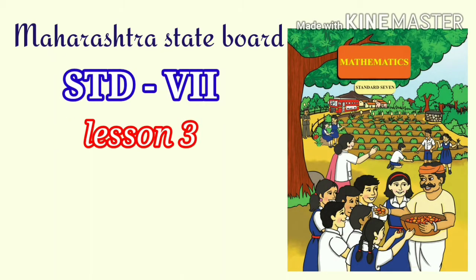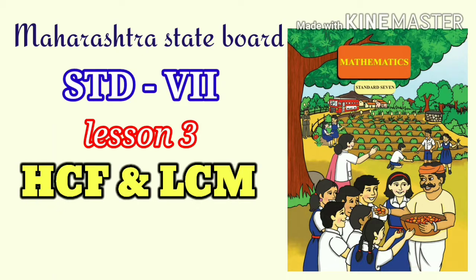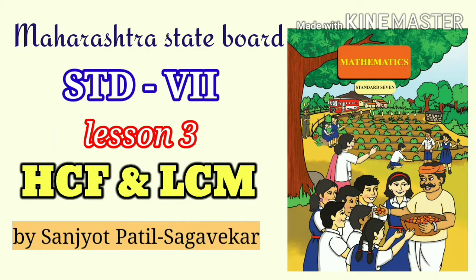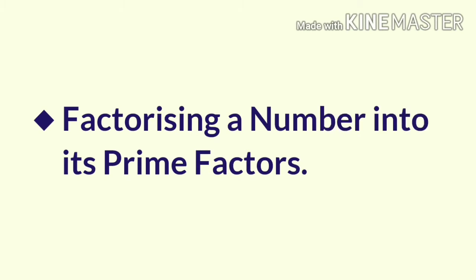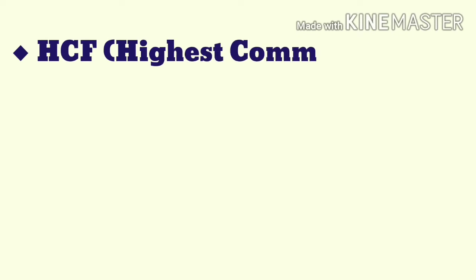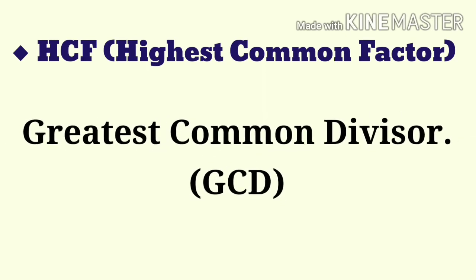Today we are going to learn Standard 7th Mathematics and its lesson number 3, HCF and LCM. In the previous video we have learned factorizing a number into its prime factors. And now we are going to learn HCF, that is highest common factor. It is also called the greatest common divisor, that is GCD. Okay, let's learn something more about them.